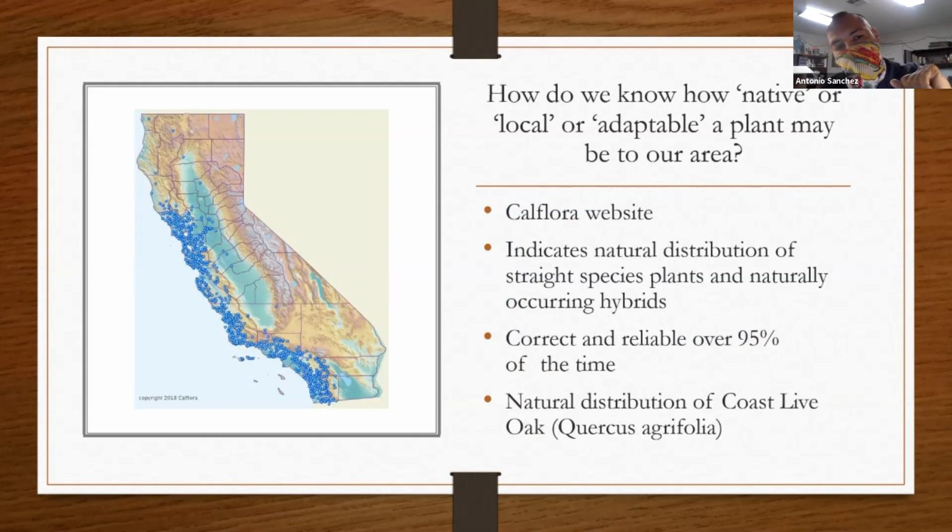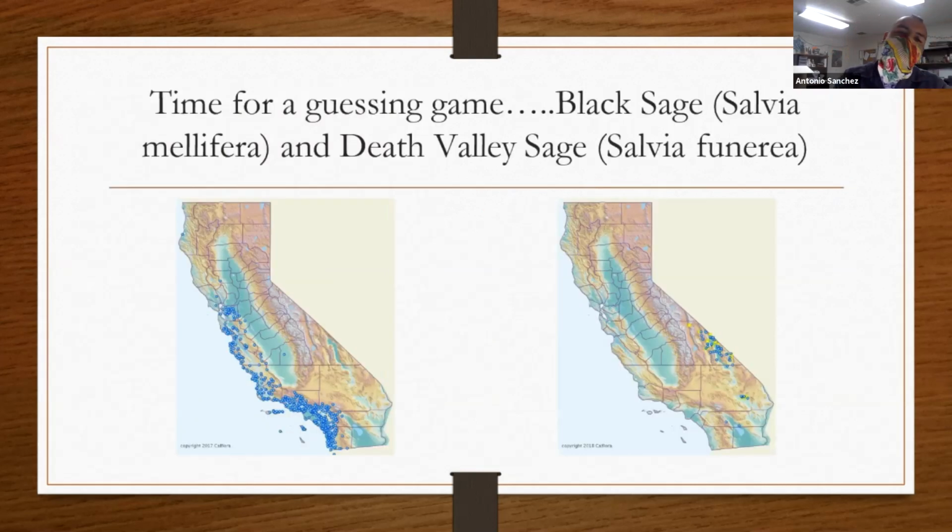And so this is a map from CalFlora. I encourage you guys to check out that website. I'm not going to talk too much about it, but this is where coast live oak occurs in California. And then I'm going to ask you guys a question real quick. Which one, and don't answer, please. Black sage is one of these, right? The blue dots is where black sage occurs.